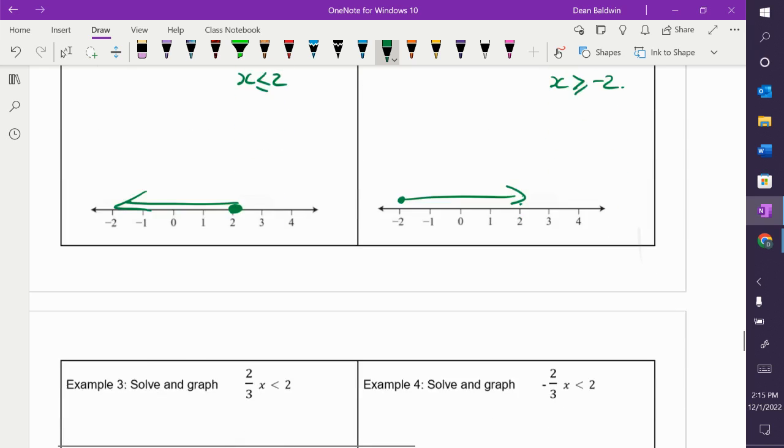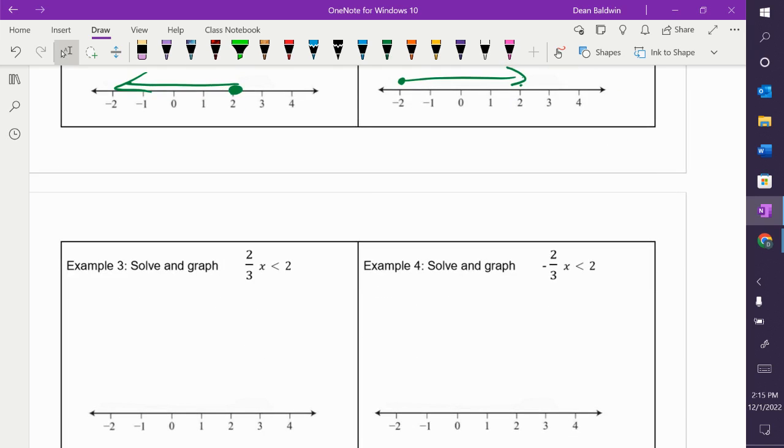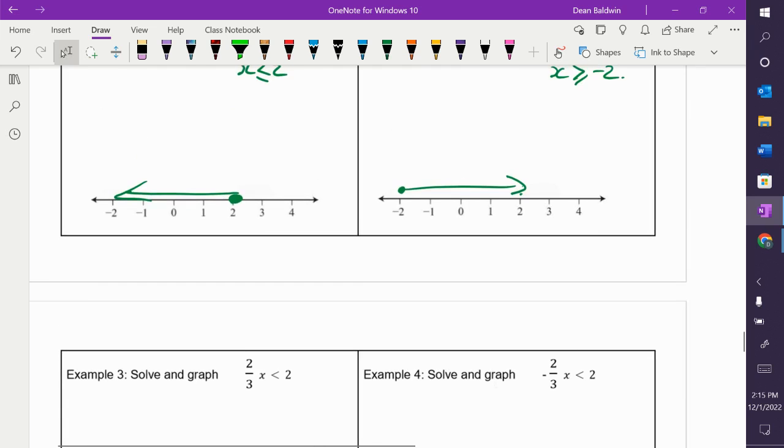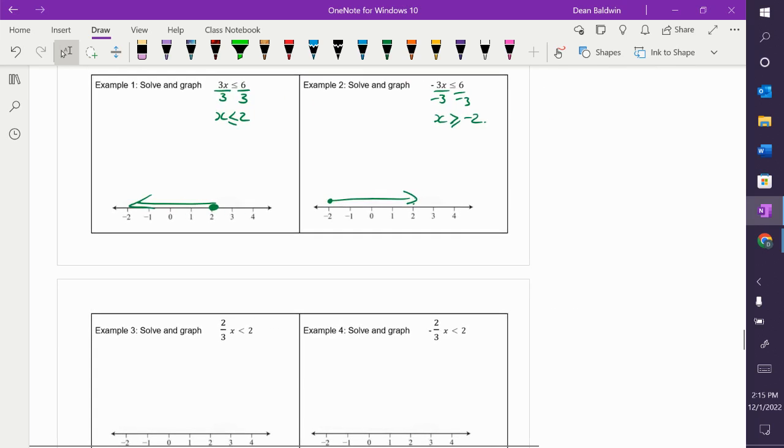All right, next one. 2/3 x is less than 2. What do I need to do here to isolate the x? Divide by 2/3.